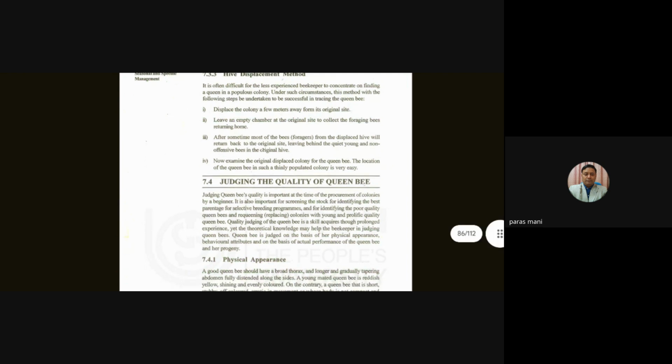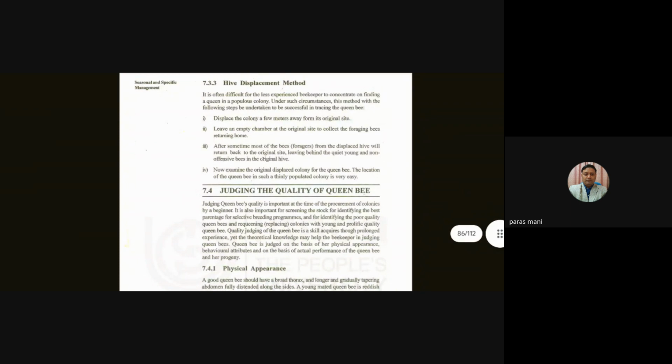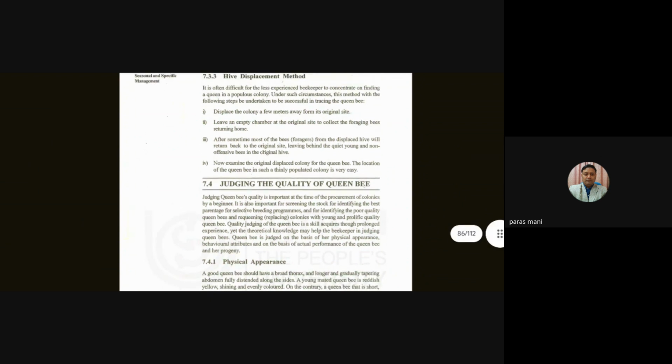The box we have displaced to the new location, the foraging bees will be leaving from it, and while returning, they will come back to the new empty box at the original site. I think you are getting my point. After some time, all the foraging bees move to that empty chamber, which will be filled with most of the foraging bees which have returned home.